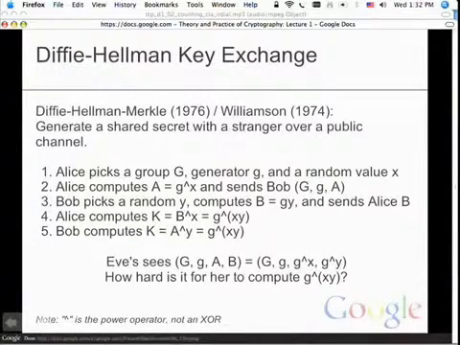And an eavesdropper, if you think about who's listening on this channel, they see four values. They see the group and the generator, which is basically just some numbers, or the group is a description of a particular group and some numbers, and A and B, which are G to the X and G to the Y. And the question here is, how hard is it for them to actually compute the shared value that Alice and Bob have, G to the XY? This turns out to be, to our knowledge right now, a hard problem. We don't know how to do this effectively. It's called the computational Diffie-Hellman problem. And as of now, we don't have efficient ways to do this.